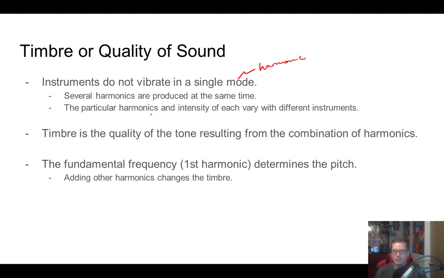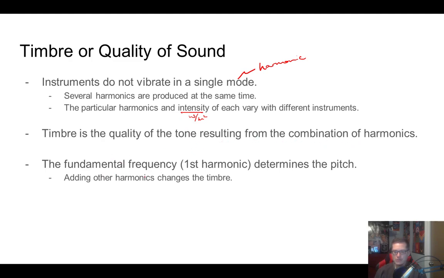at the same time. And so what gives different instruments different qualities of sound, or timbre, is how many harmonics there are and how intense each of these harmonics is. Remember, intensity is this watts per meter squared. Remember this guy from before. And they vary with different instruments. So timbre is the quality of the tone resulting from the combination of the different harmonics.